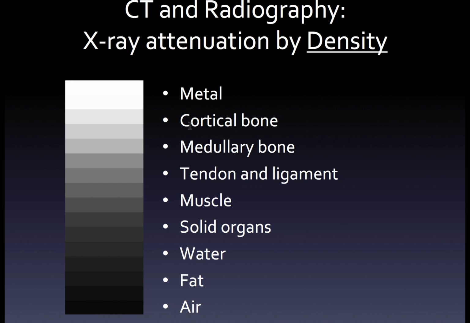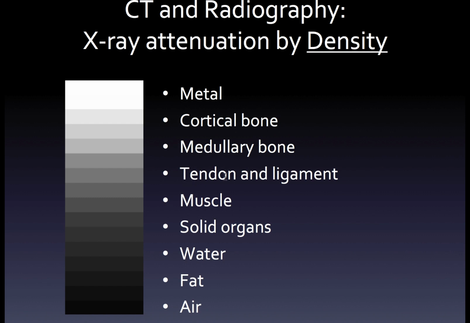The most dense material we talked about that we probably are ever going to see in your cadaver is metal, and that's going to be completely white, and in some cases it's so dense that it causes artifact that looks like sort of a starburst shooting out from the sides of a metal implant, for example. Next dense would be cortical bone, medullary bone.